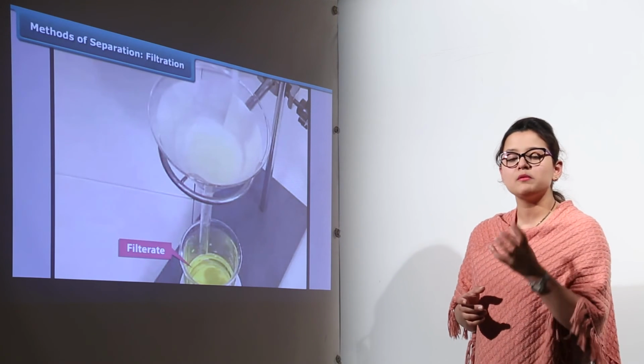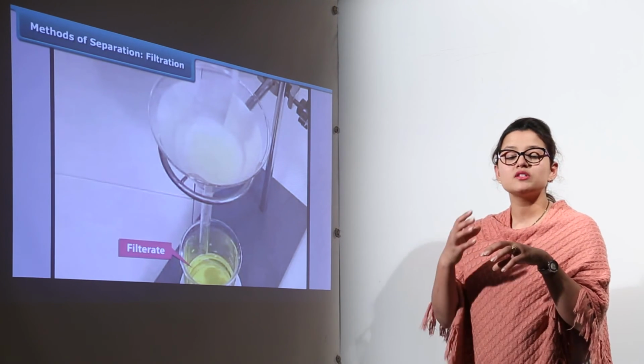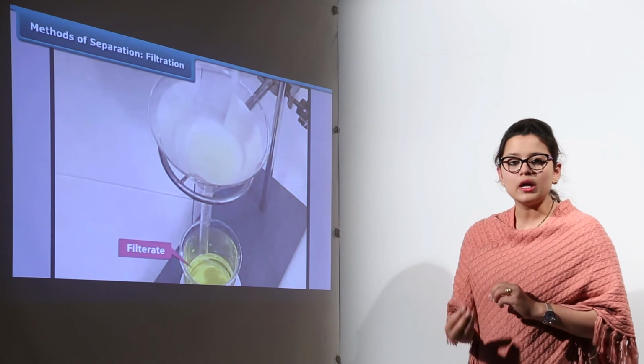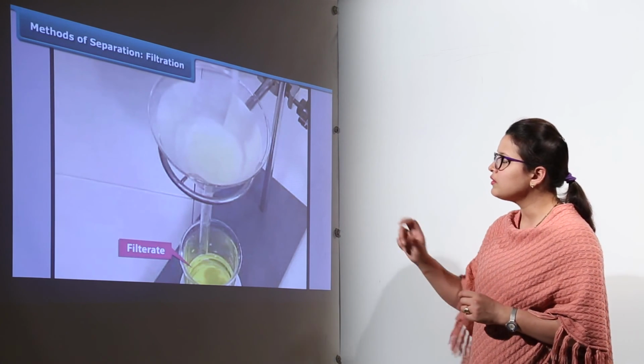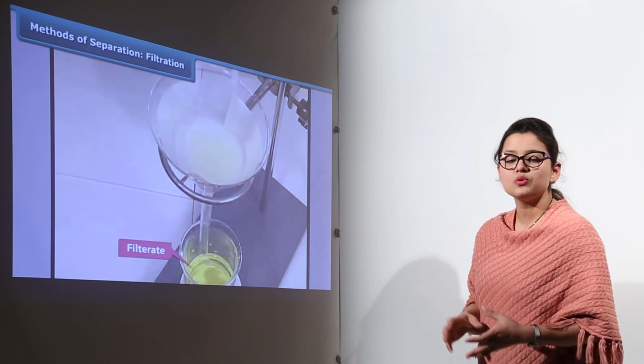The solid will remain deposited at the filter paper, whereas all the liquid particles will flow down out of the funnel and get separated into the beaker like this. So this process is known as filtration.